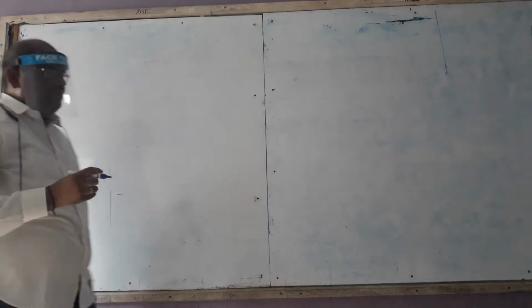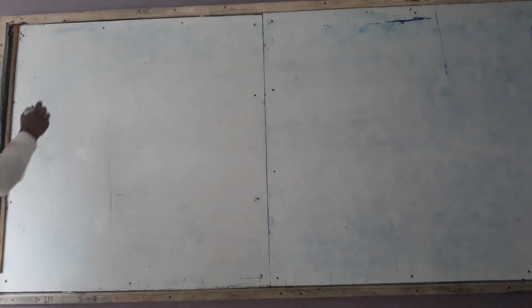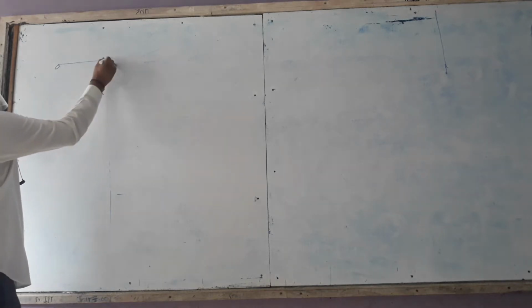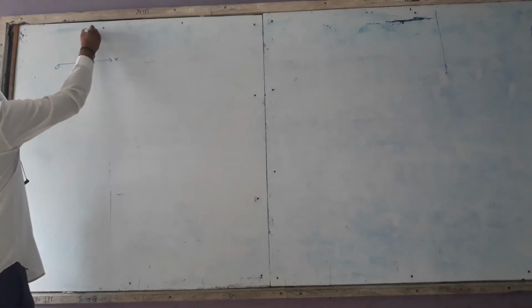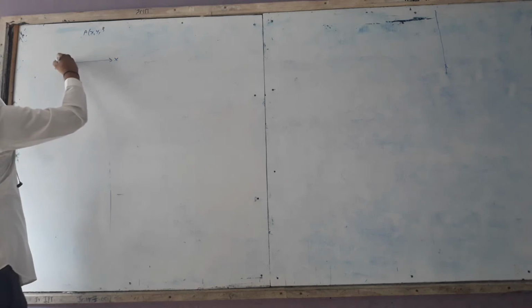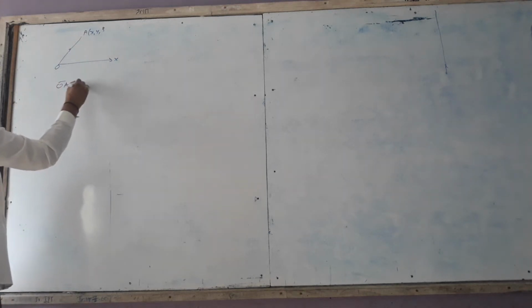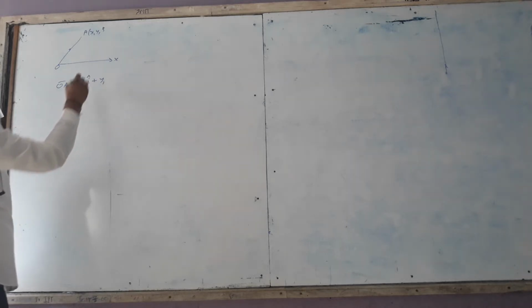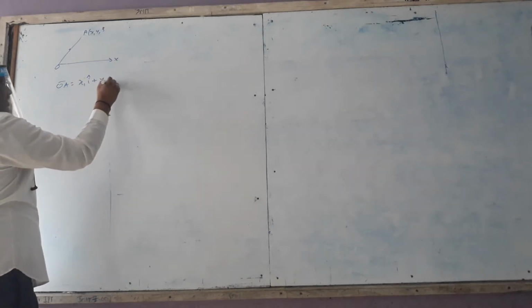Compound angles. Before starting compound angles, we need some basics of vectors. So take a horizontal line OX and let A be any point on the plane whose coordinates are x1, y1. Then the position vector of A, OA bar, is given by x1 i cap plus y1 j cap, where i cap is the unit vector.